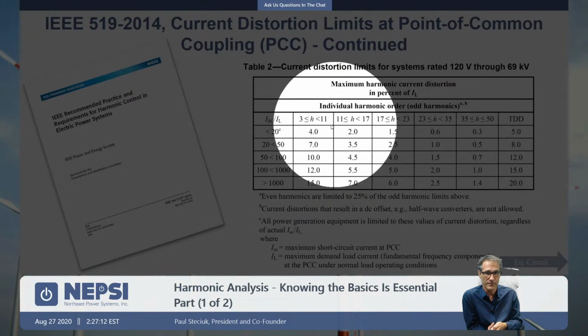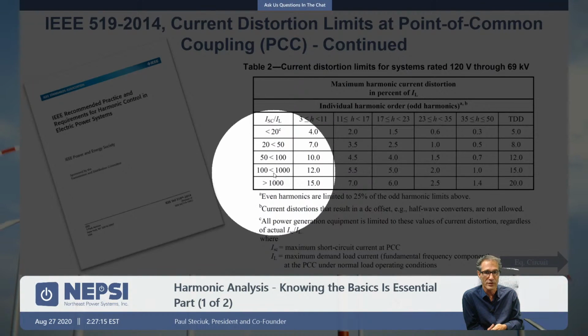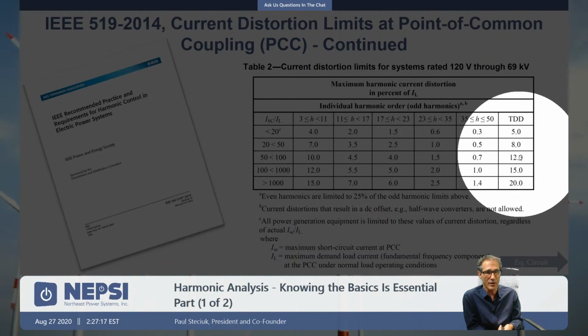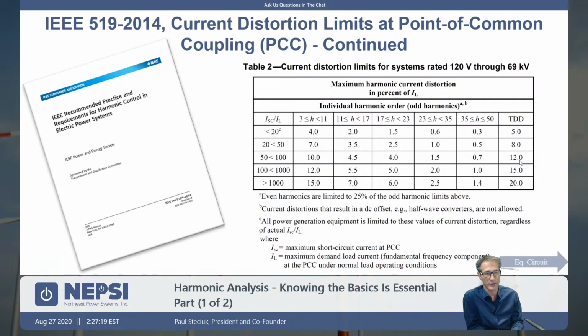On the end here, you have TDD, total demand distortion, and this is 5, 8, 12% TDD, depending upon the short circuit level. So you can see that as the short circuit level goes up, the customer is allowed to inject more and more harmonic current. That's because the impedance of the network is going down, which means the voltage distortion produced by the injected current is less and less. That's why you're allowed to inject more harmonic currents for systems with higher short circuit currents, or what we would call stiffer systems.